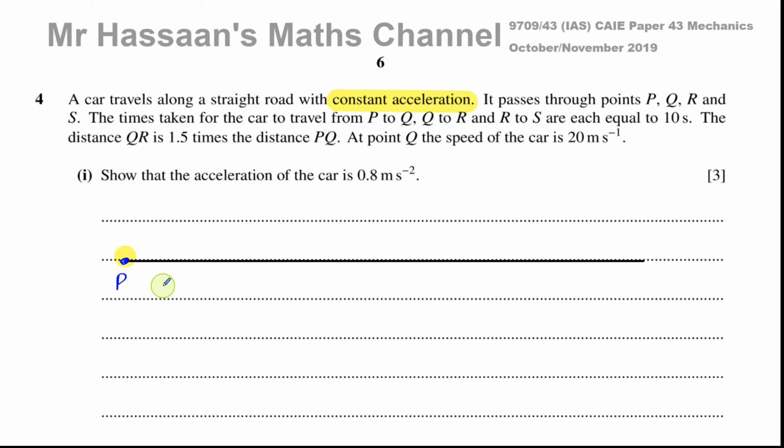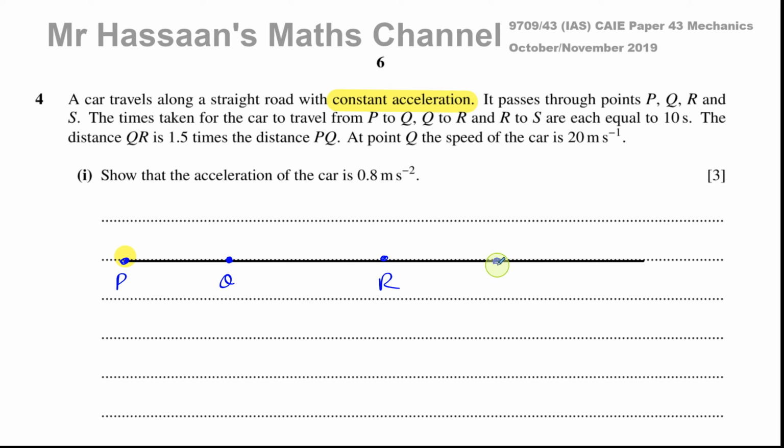Let's say then it goes to Q, and then from Q to R and then R to S. But we know that Q to R is 1.5 times the distance P to Q. So I'm just going to illustrate that on the diagram. That's P to Q. Q to R is 1.5 times the distance from P to Q, so I'm just going to make it a bit bigger. And then we have R and S.